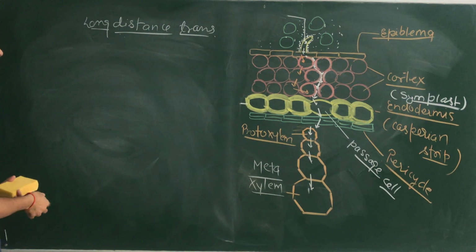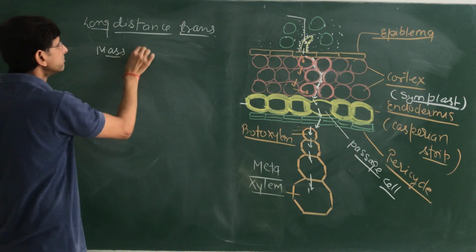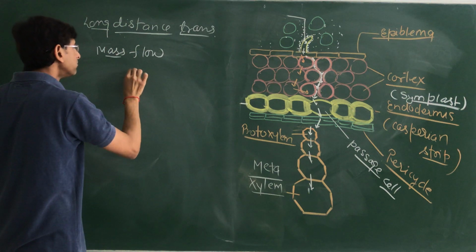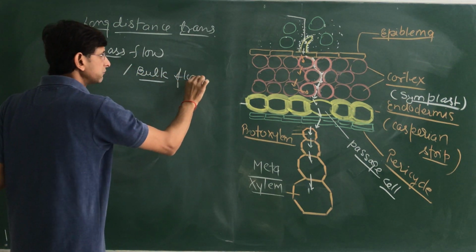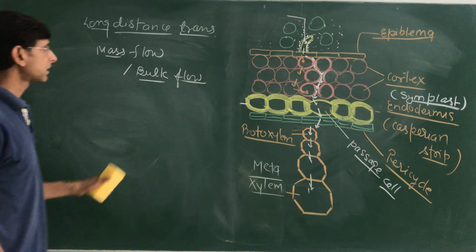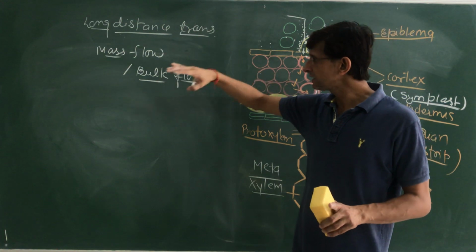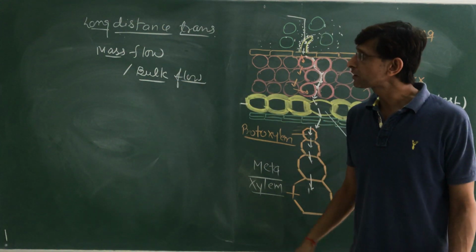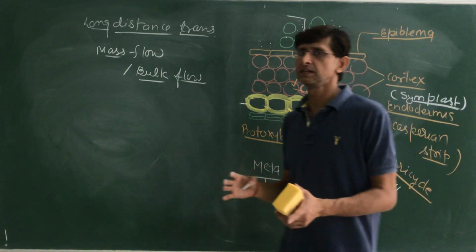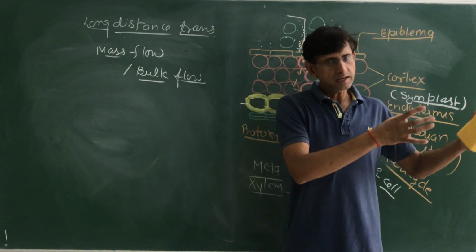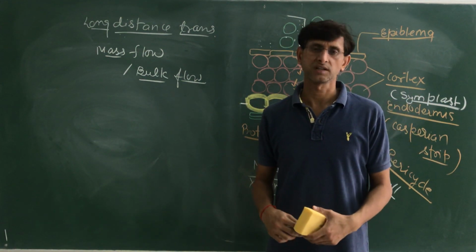Because of this, we can call this long distance transport mass flow or bulk flow. Long distance transport is also called mass flow or bulk flow because in this type of transport all material is carried together in a dissolved state with water.